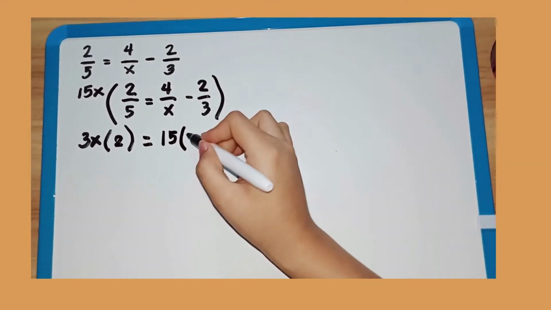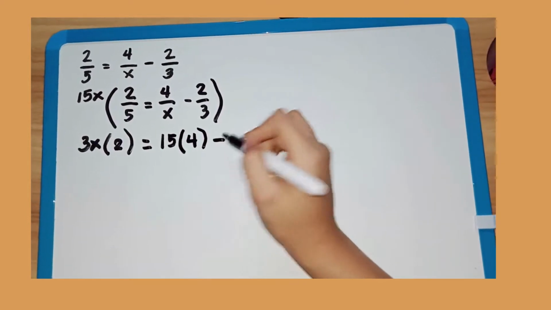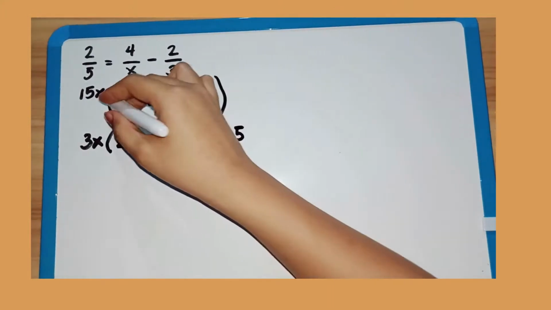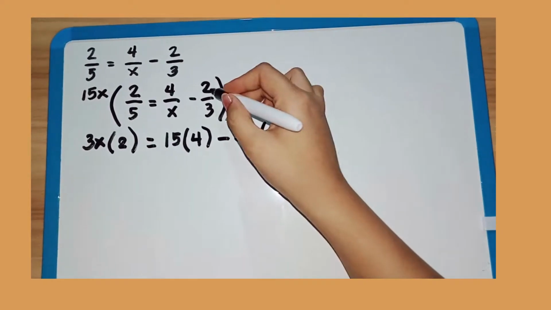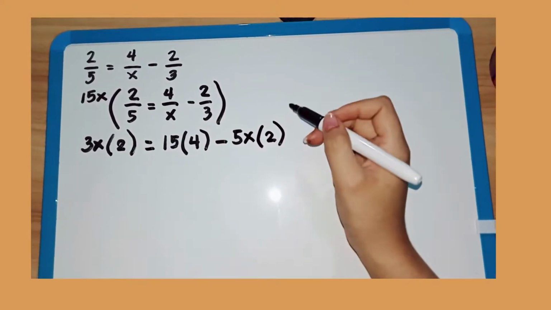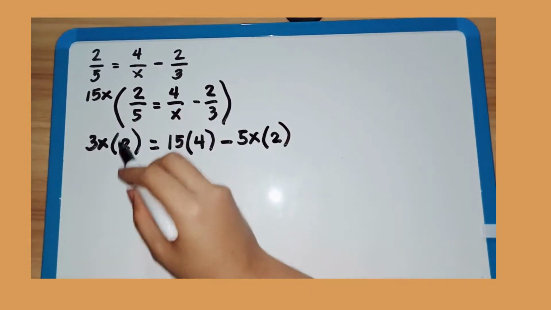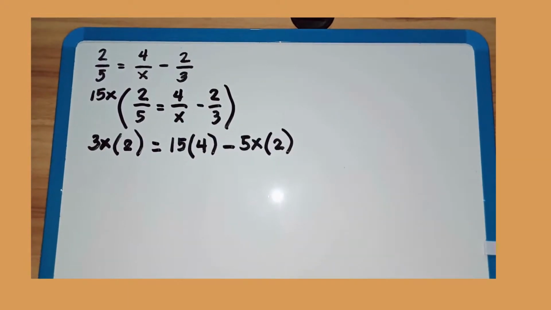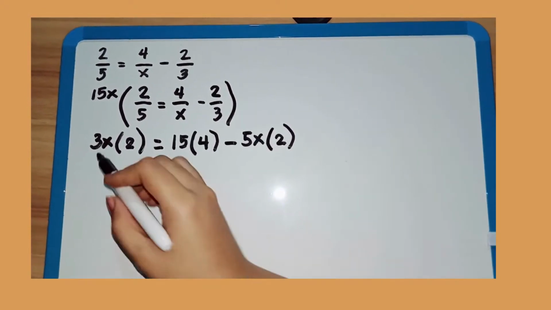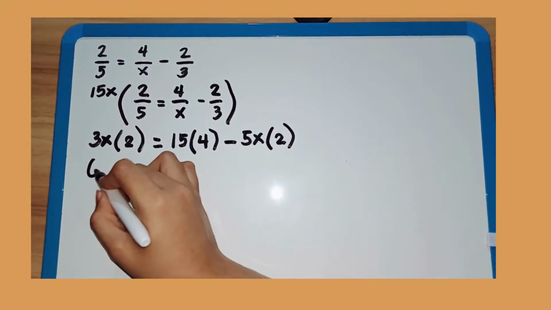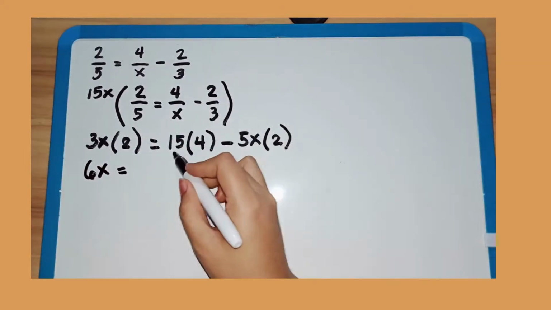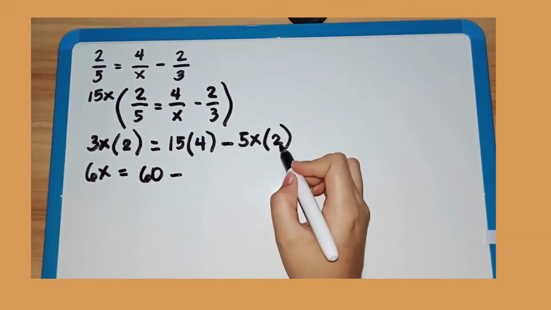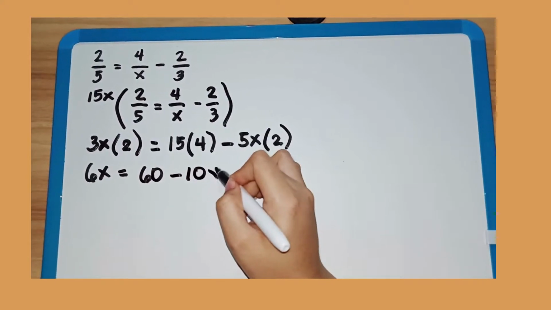Multiply to 4. Copy minus. 15 divided by 3, that is 5. And then there is still an x. Multiply to 2. These are all the numerators. 2, 4, 2. Next, we multiply 3x times 2, that is 6x, equals 15 times 4, that is 60, minus 5x times 2, that is 10x.